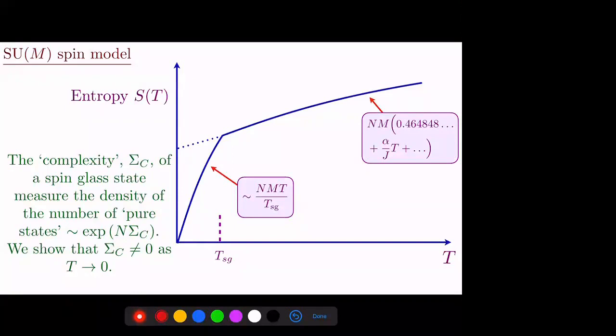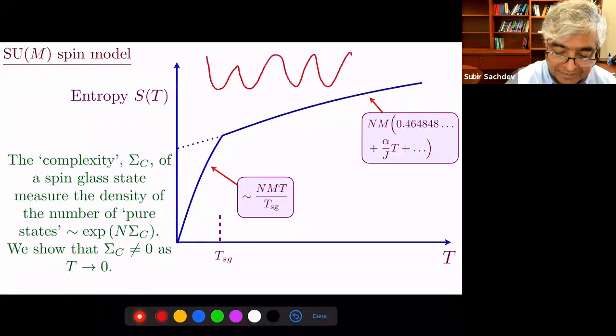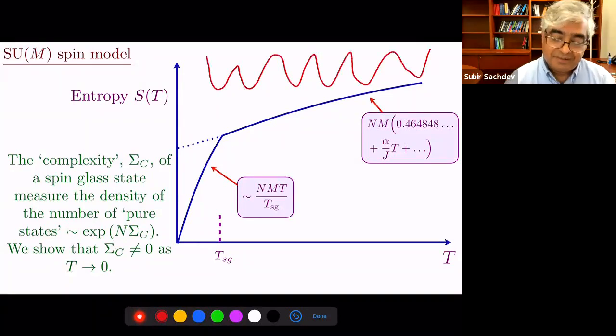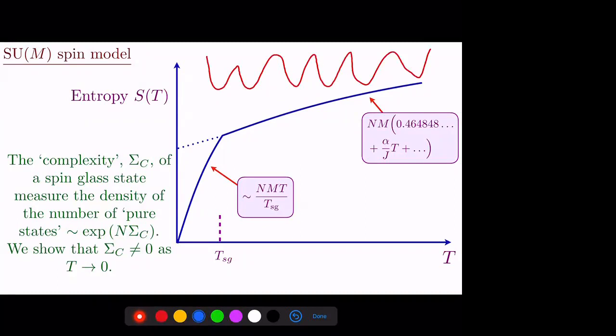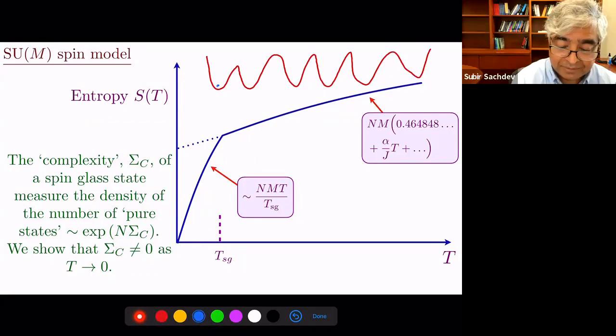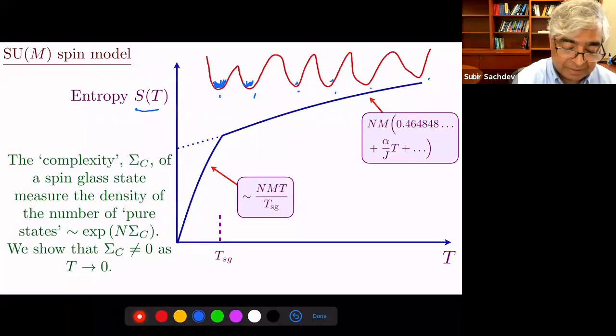So you imagine you have all these valleys, multiple valleys here. In the spin glass state, there are different states, and in one spin glass state, you'll sit here, or you'll sit there, and there'll be small fluctuations here. The entropy of these fluctuations is measured by S. The number of different minima is measured by the complexity.